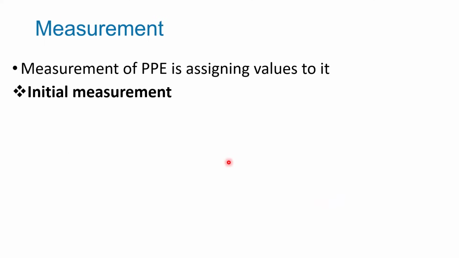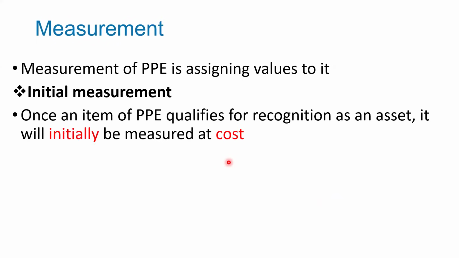According to IAS 16, about 50% of your midterm question will come from this standard. According to IAS 16, an item of PPE should initially be measured at cost.